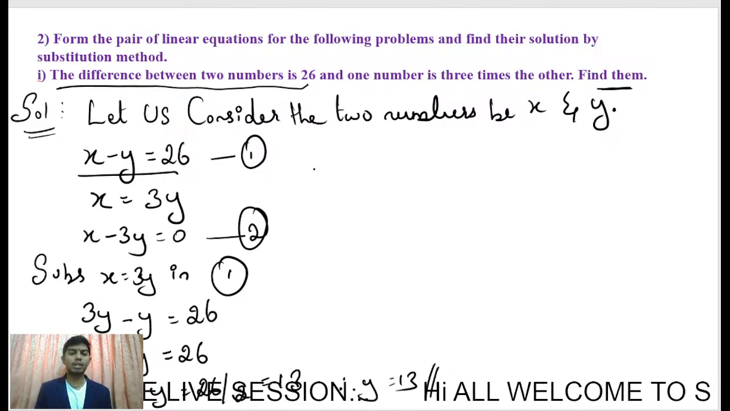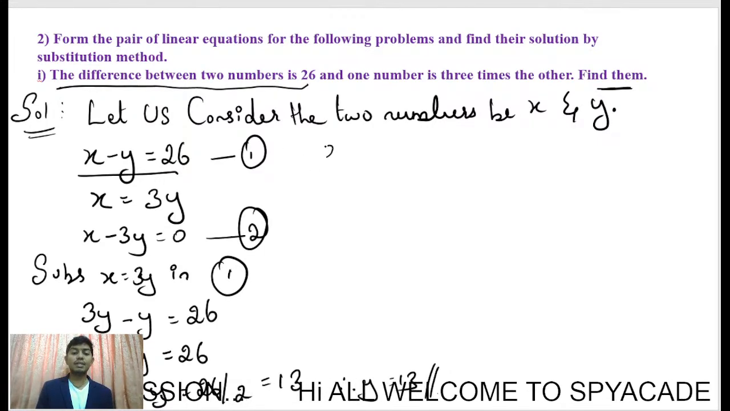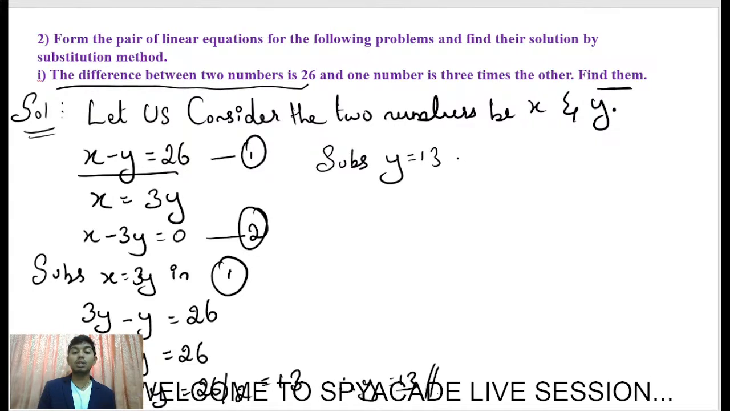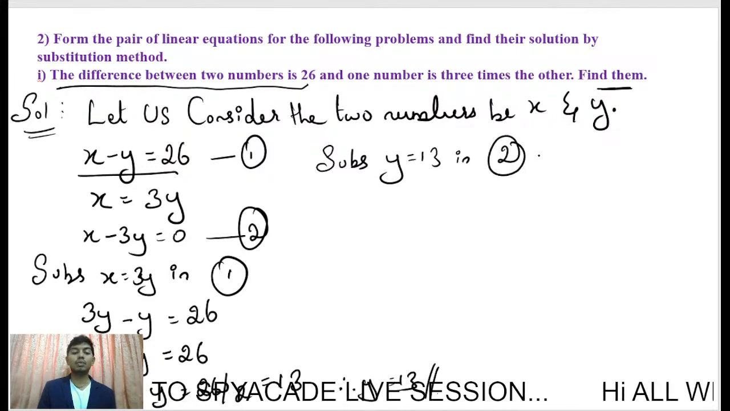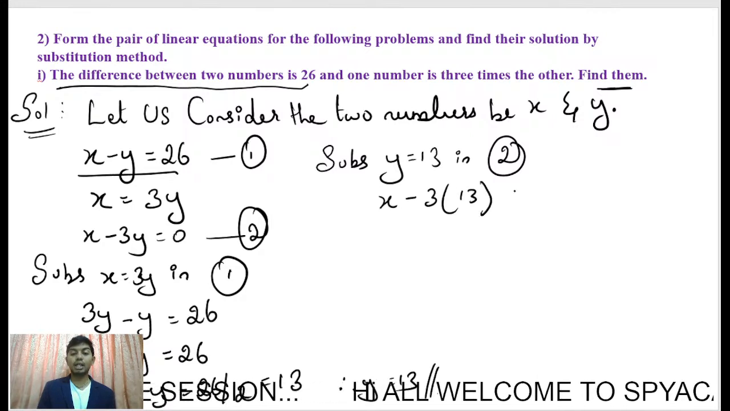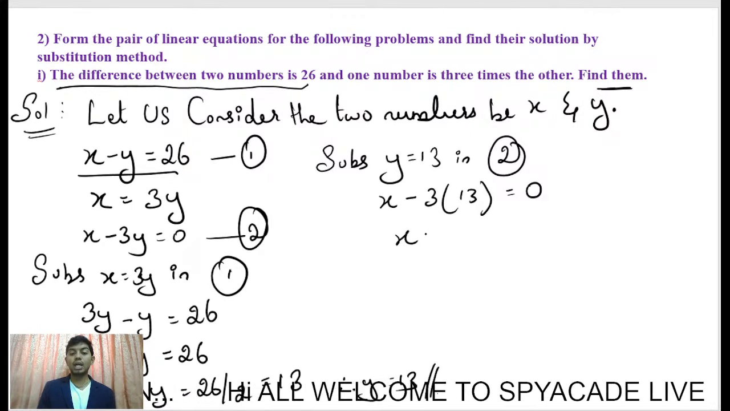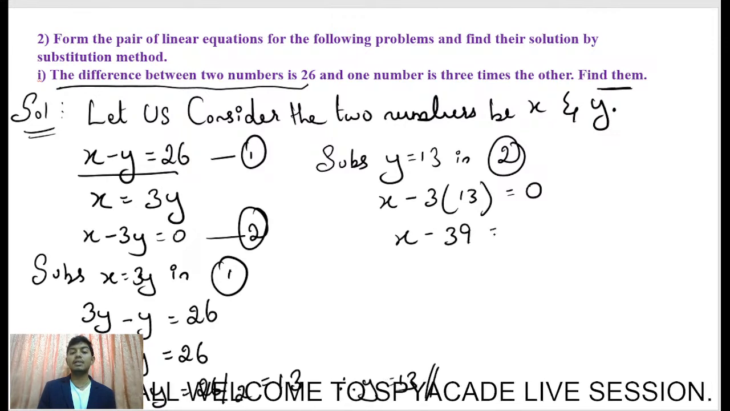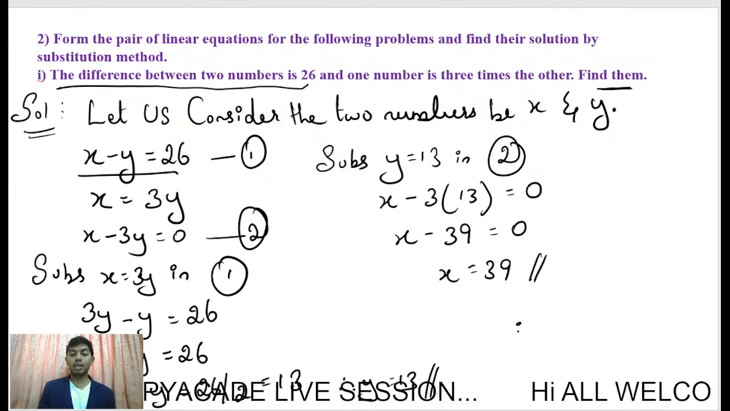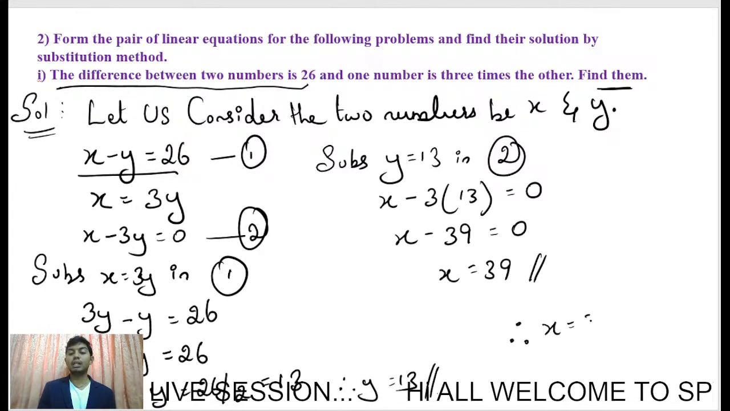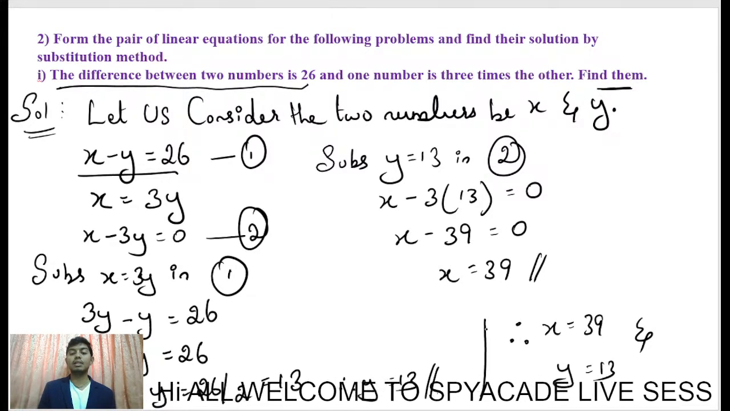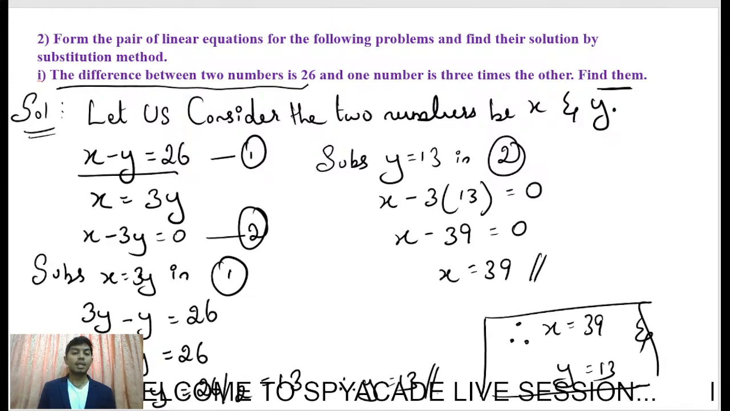So what will we do generally? Yes, we will substitute in the other equation. Substitute y is equal to 13 in the second equation. The second equation is x minus 3 into 13 is equal to 0. So x minus 39 is equal to 0. x is equal to 39. Therefore x is equal to 39 and y is equal to 13. This is the solution. Is it clear?